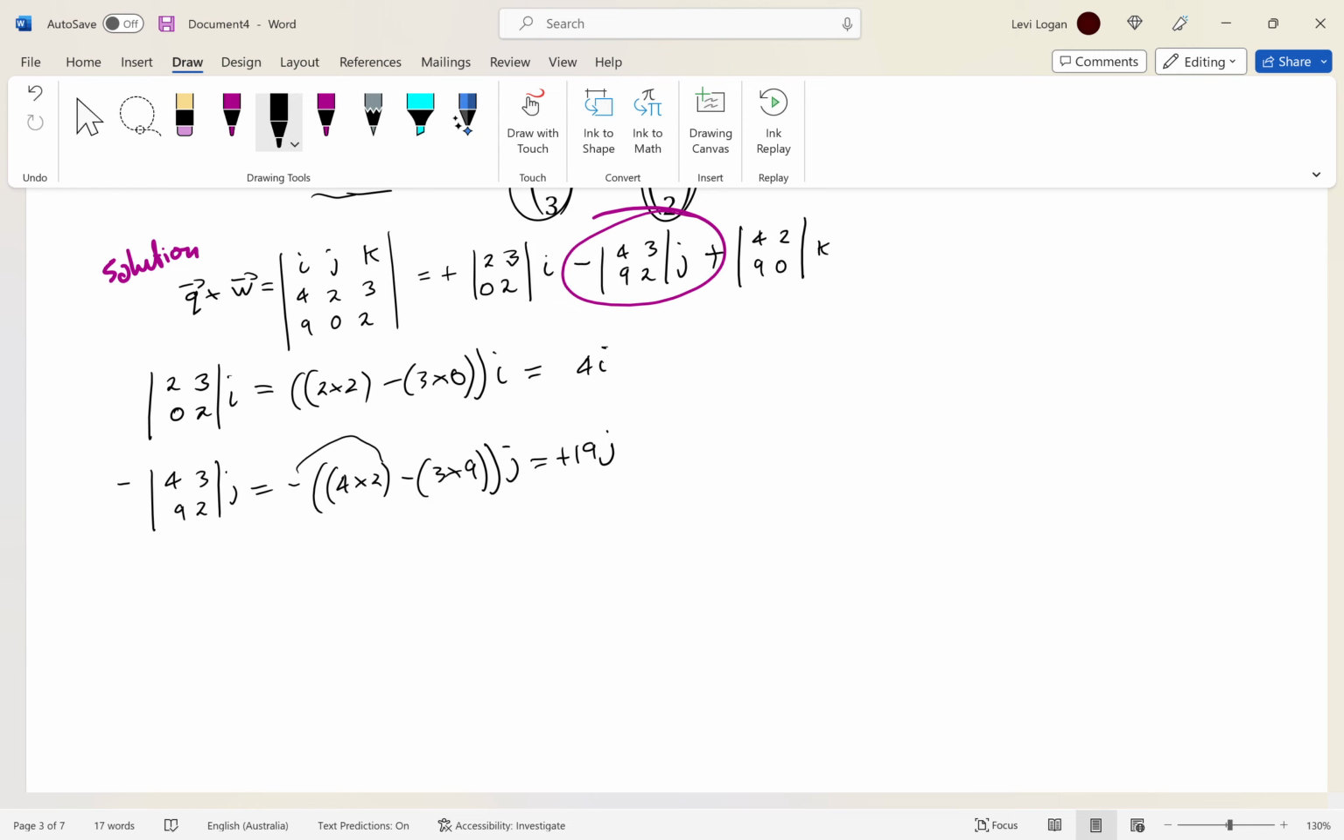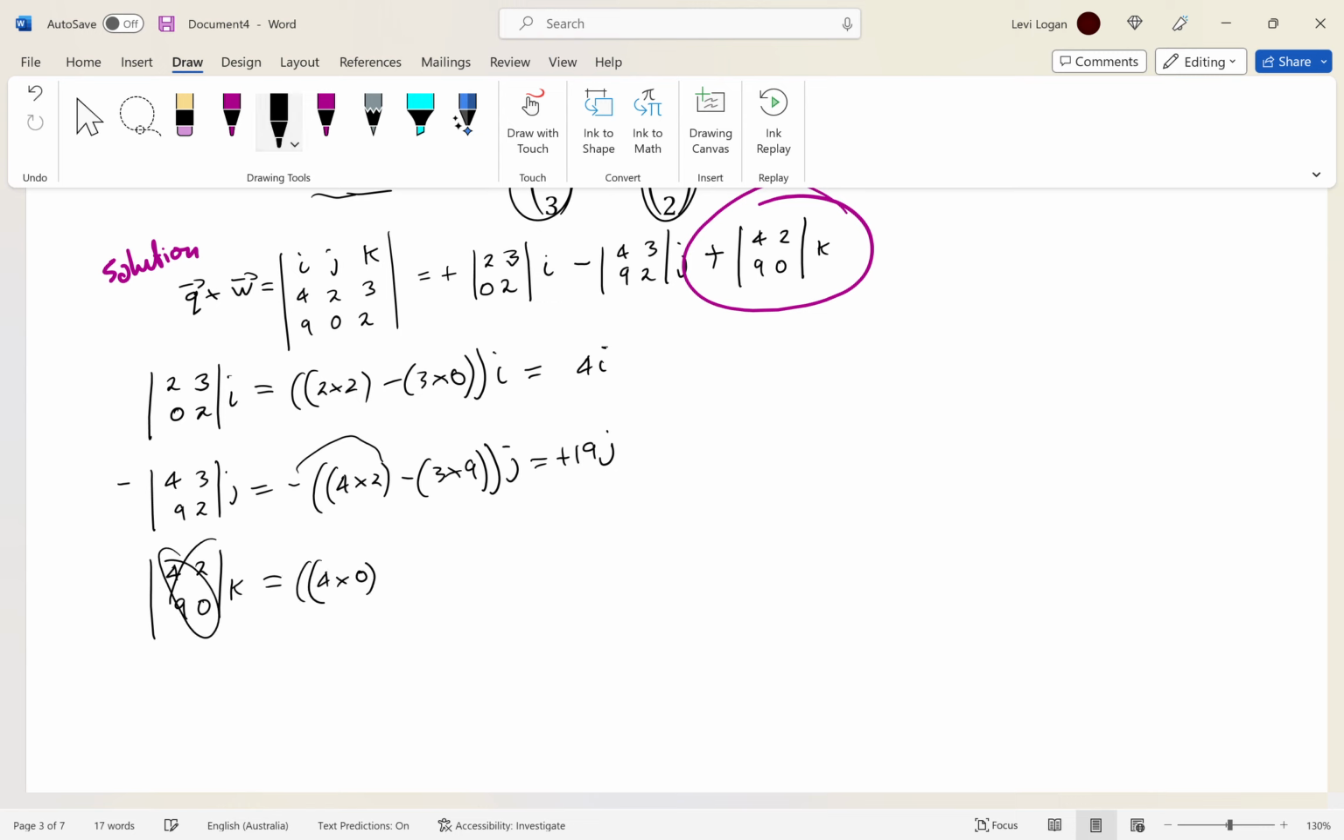Cool. Alright, let's take a look at our last matrix here. We're going to have to find the determinant of this matrix here. So we're going to have 4, 2, 9, 0, k. We're going to multiply these two numbers together. So we're going to have 4 times 0, subtract 2 times 9.